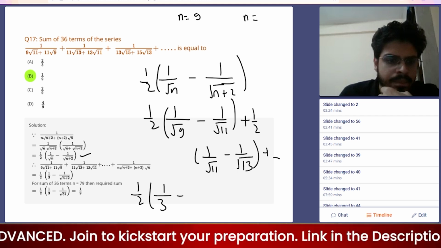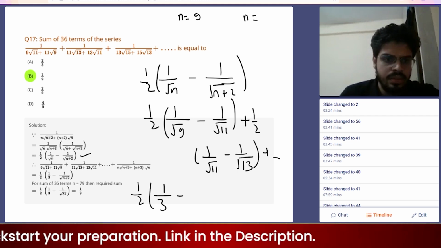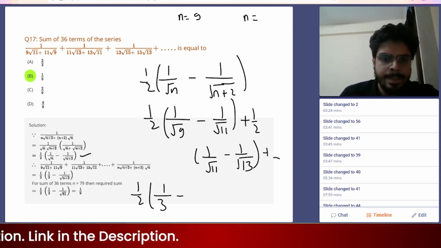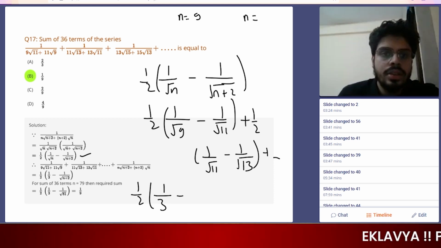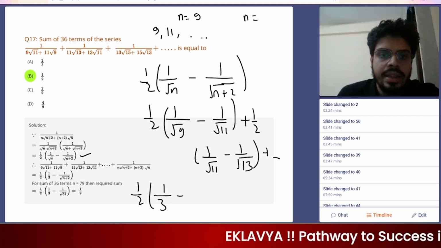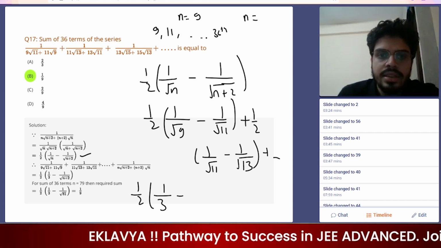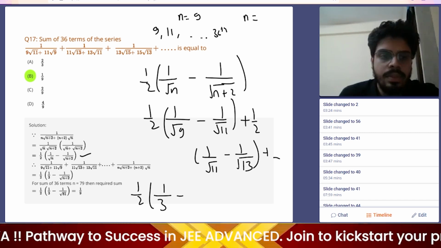Okay. So we are skipping 2, 9, 11 like this. So you can find it like this also: 9, 11 and then the 36th term. So we can find it with the help of AP also.